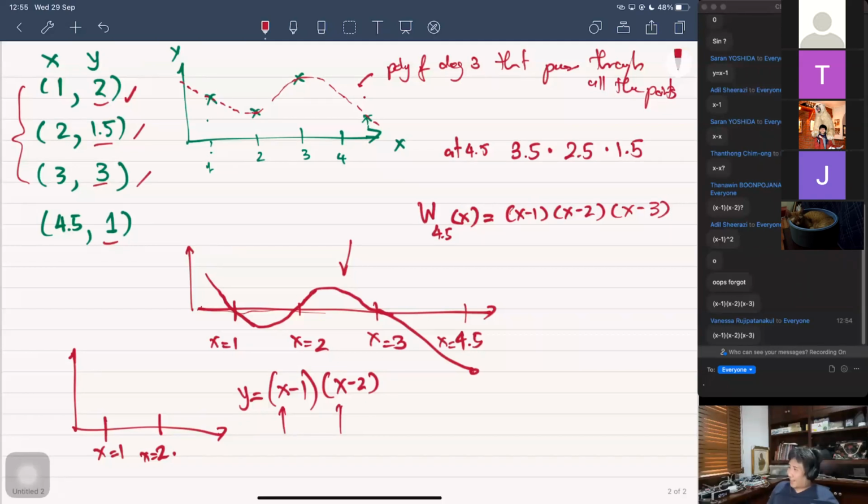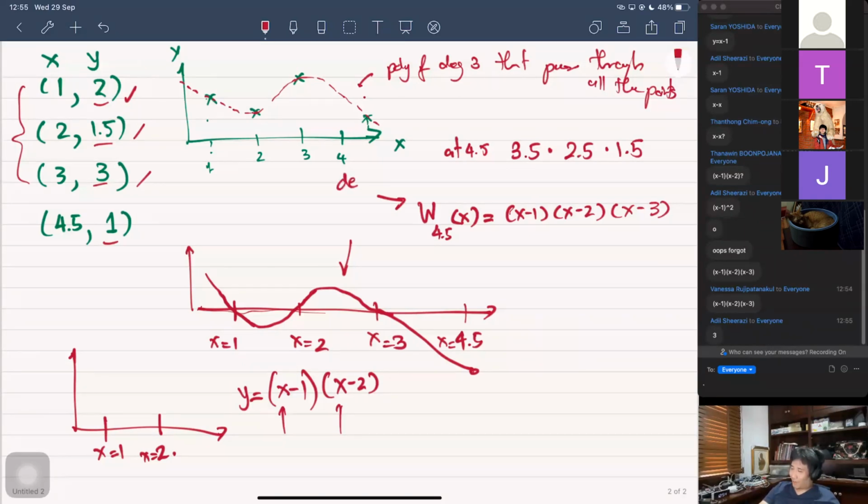And more than that, this thing is of degree what? What degree is this? What is the highest power of x? What is the degree of this guy? Degree is the highest power of x when you expand it. It's degree 3. Exactly what we need, right? Exactly what we need.